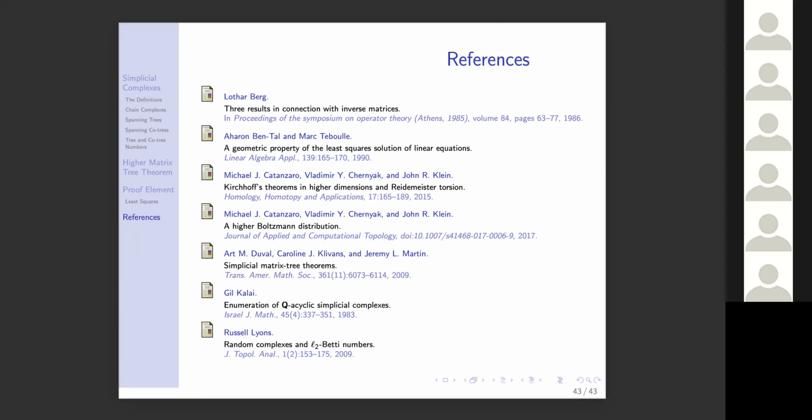The first of these papers of ours gives a preliminary formula which does not look like the formula I presented. And the second paper redoes our preliminary formula in the kind of symmetrical form. So that's the paper labeled the higher Boltzmann distribution. That paper does a lot more than that, though. It does other things as well. And then the last three papers derive simplicial matrix-tree theorems in some special cases. Well, Lyons does it in general, but his matrix-tree theorem is sort of not recognizable from our point of view.